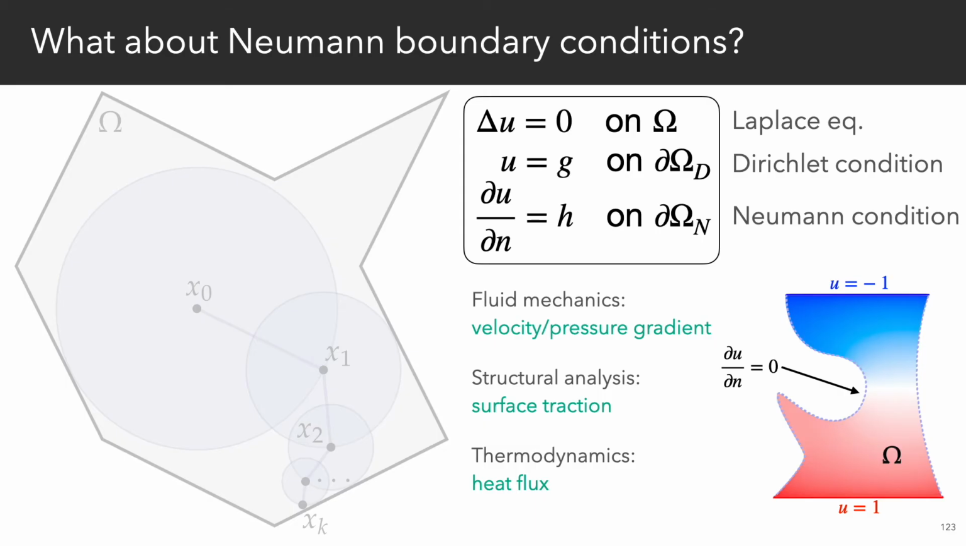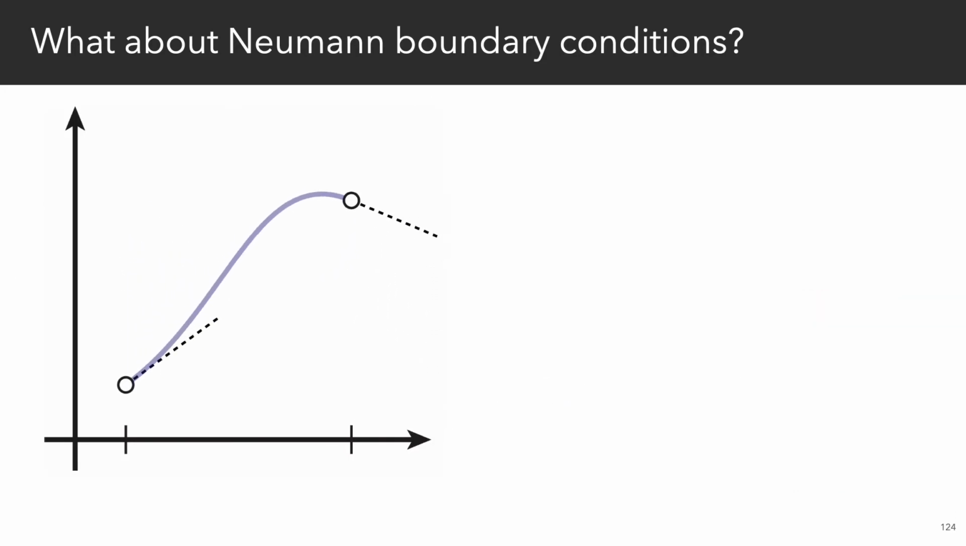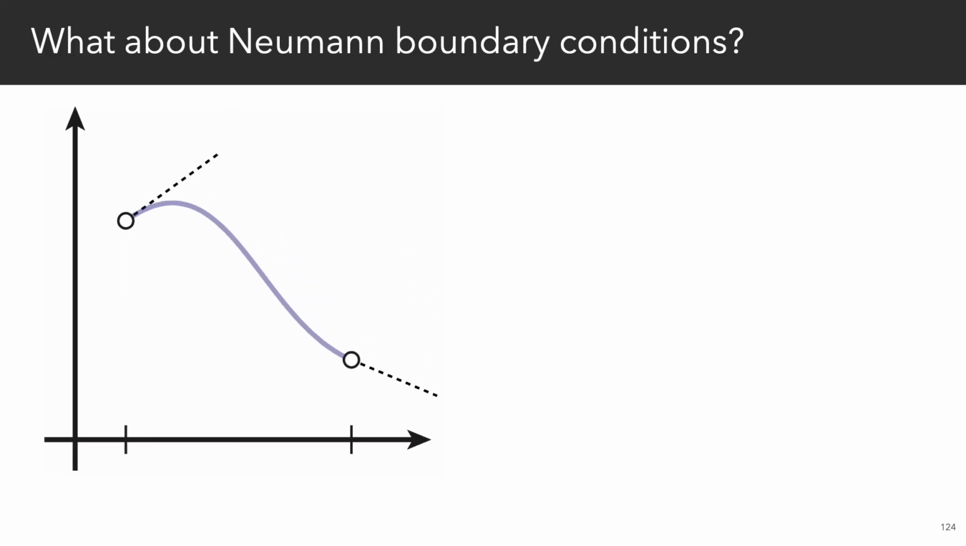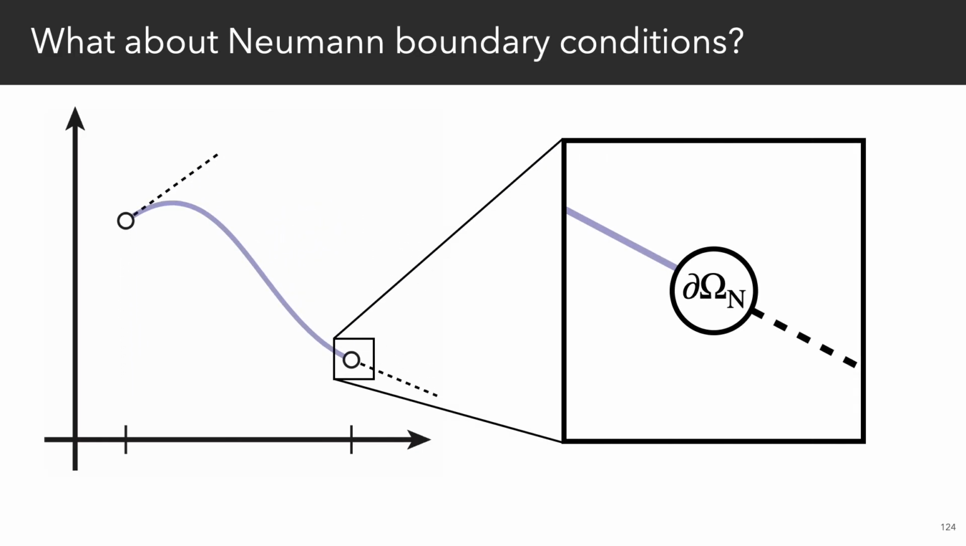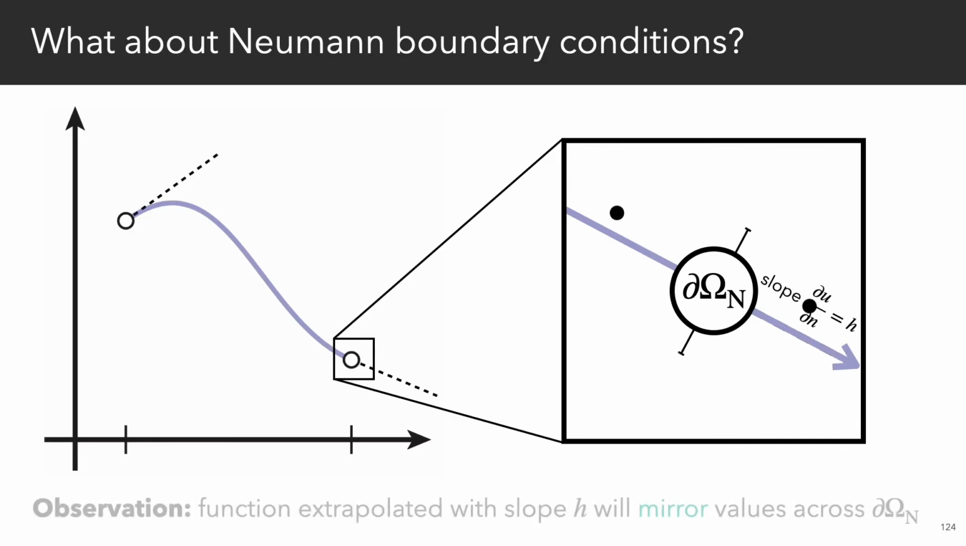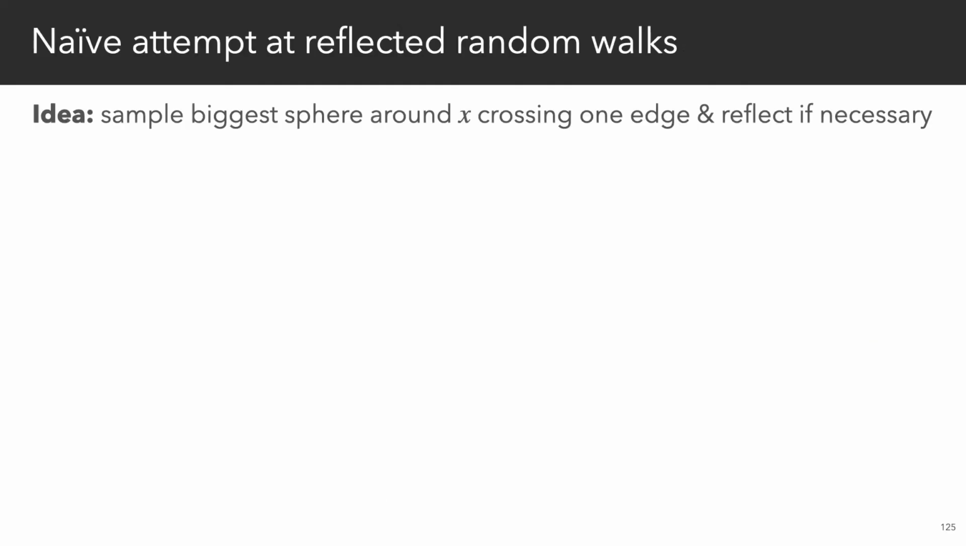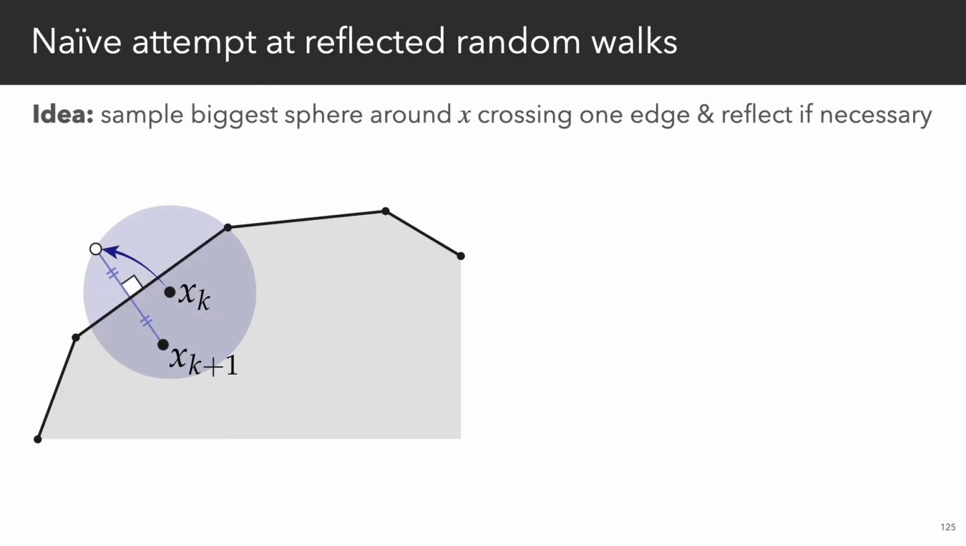Okay, so how can we modify walk-on spheres to incorporate such boundary conditions? Well, because Neumann conditions prescribe derivatives, that means that if we use the slope h to extend the function slightly beyond the boundary, then this extended function will essentially have mirrored values on either side of the Neumann boundary. And so, intuitively, this suggests that maybe our random walks should also be mirrored or reflected across the Neumann boundary. So a naive strategy then is to randomly sample the biggest sphere that crosses only a single edge on the boundary, and to reflect back into the domain if we're outside.